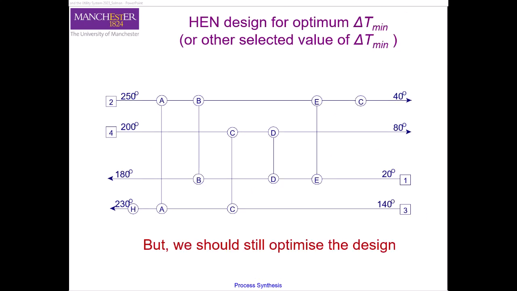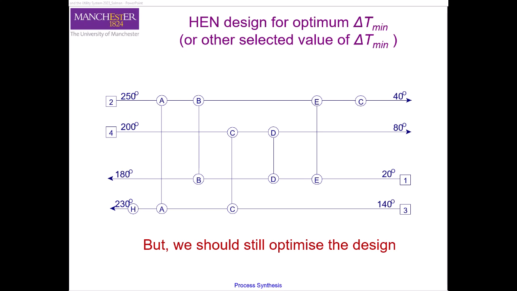So we are still talking about the optimization of the network design. And here we see a design that's been developed using the pinch design method, and it is straightforward. It respects the delta T min of that particular network design. Now, what we want to think about is how we can actually optimize this design further. And once we start to optimize the design, we no longer care about the delta T min.